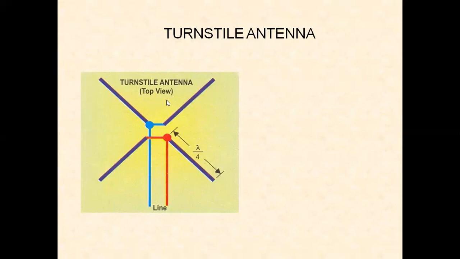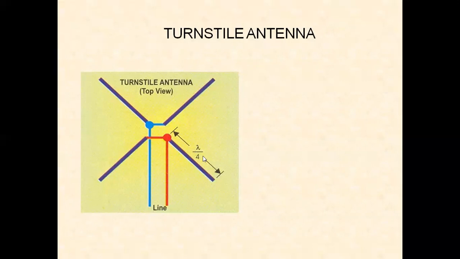So this is the basic structure of the turnstile antenna. Here we have the design considerations. This is one antenna, a half wave dipole, or we can take a folded dipole. Here these two poles consist of a half wave dipole. One pole length is lambda by 4.